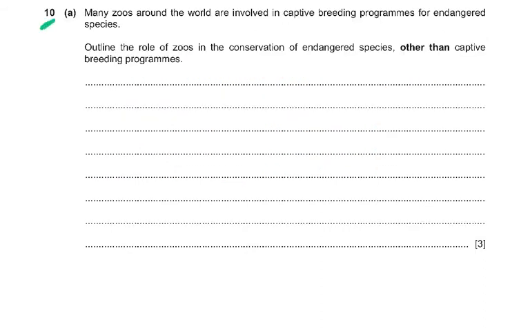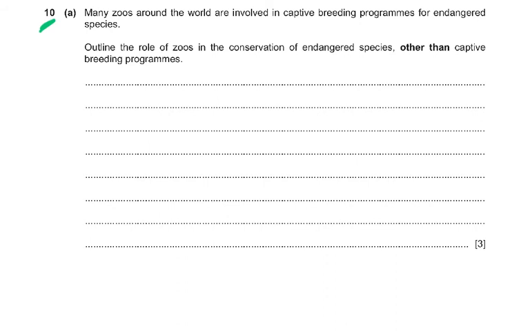Now coming to the last question. As you know, the essay questions have been abolished since the syllabus changed in 2022, so we don't have any of those questions anymore. Many zoos around the world are involved in captive breeding programs for endangered species. Outline the role of zoos in the conservation of endangered species other than captive breeding programs. So how can the zoo help in the conservation of endangered species? But we are not going to talk of the captive breeding. So what can the zoos do?